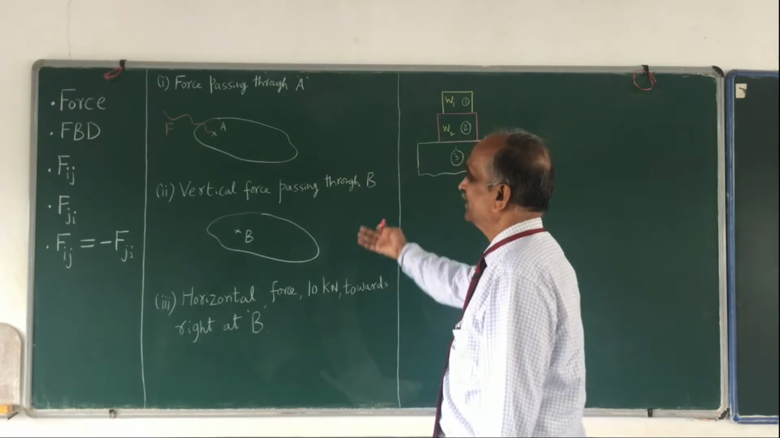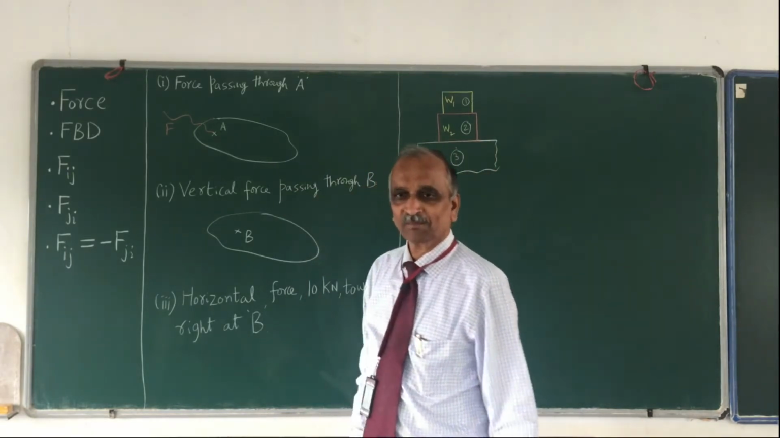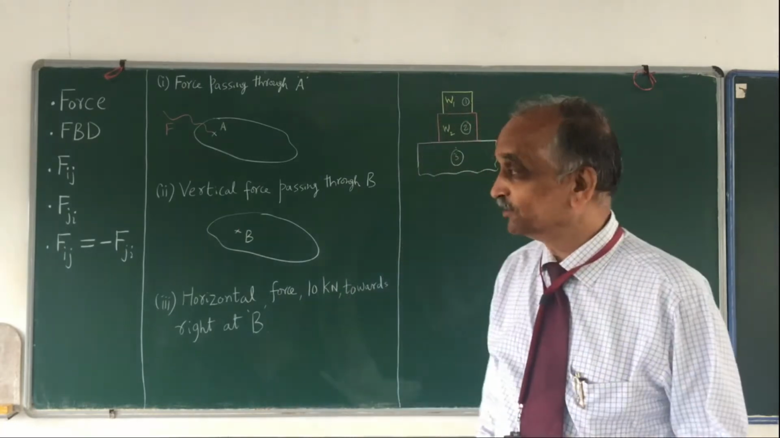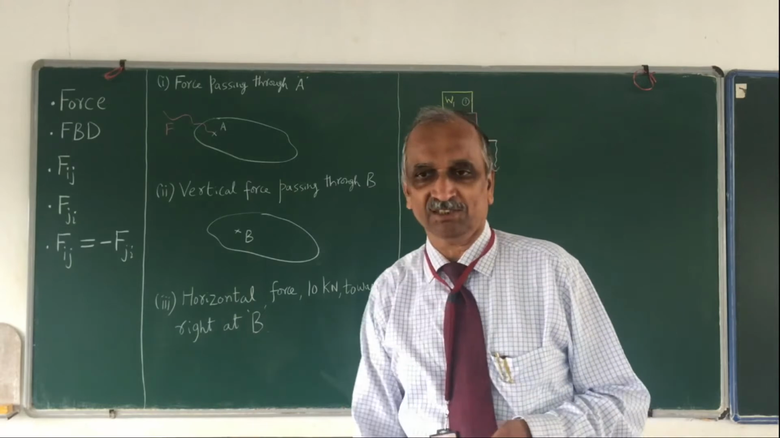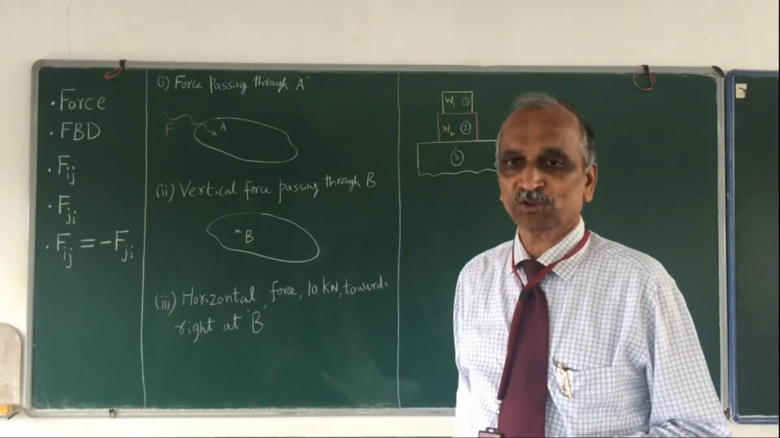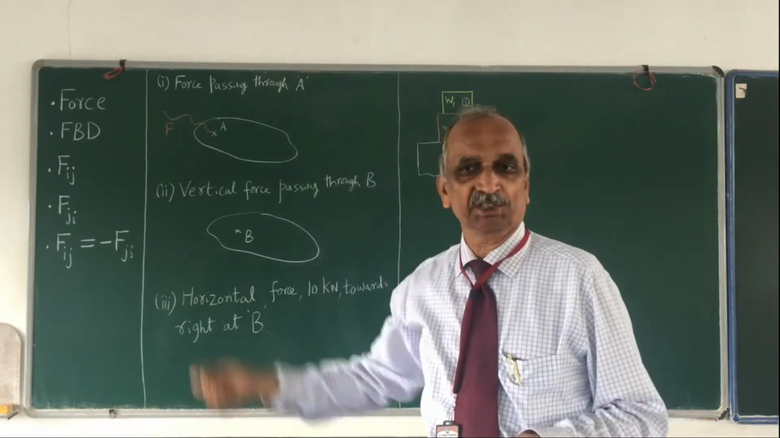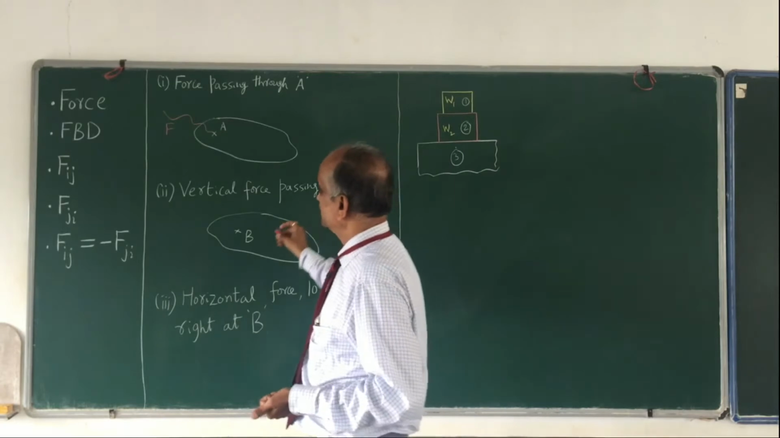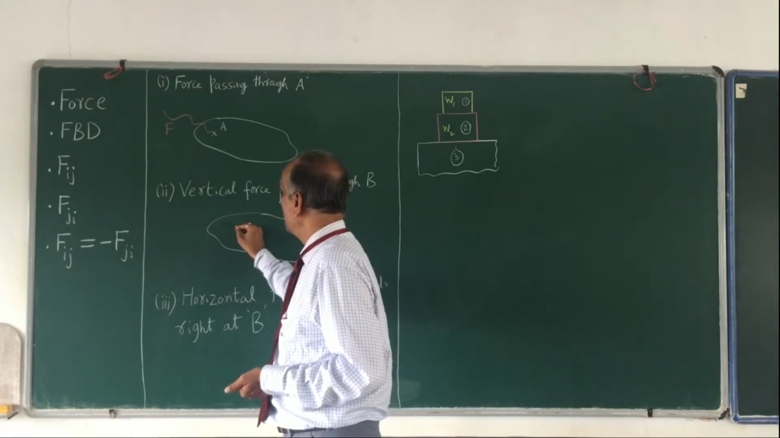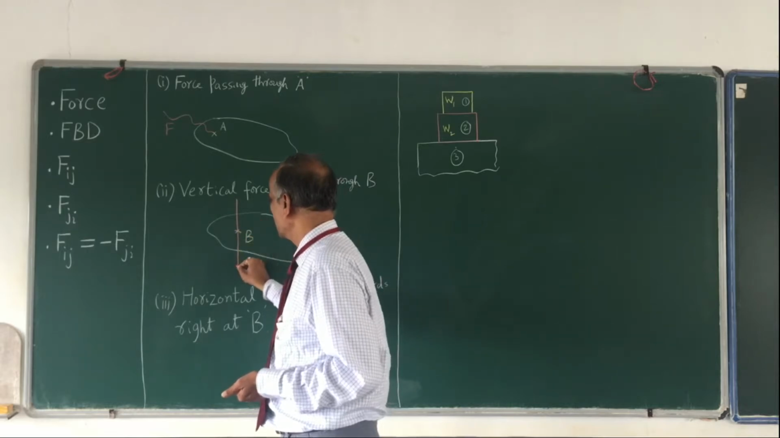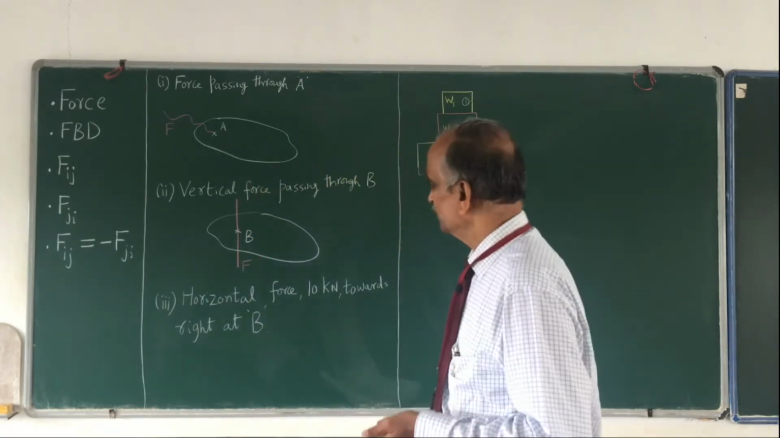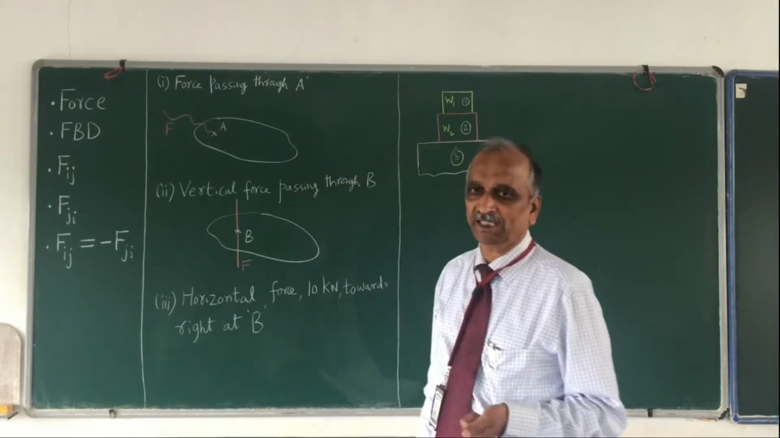Similarly, I have another situation: vertical force passing through B. Again I have a body and I have identified point B, and through this point B the force shall pass. I have a little more information than in the previous case. The magnitude I don't know, the direction I don't know, but I know that it is a vertical force. It may be vertically upwards or vertically downwards. Therefore, I start the force from B because it passes through B, and since it is vertical, I draw a vertical line. I have drawn it upwards, but you can draw it downwards also, it doesn't matter. So this is the second situation I may come across when I start my analysis.